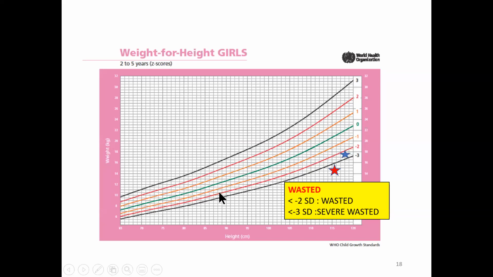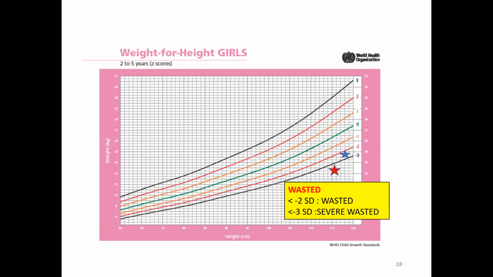If you check, that child is going to fall between -2 and -3. So it means that child is wasted. If it falls below that, for the length of 90 and weighing around 8 kilograms, it's going to come around there. So this child is severely wasted. So this is how you interpret the growth chart.